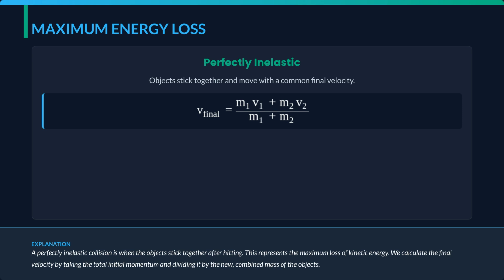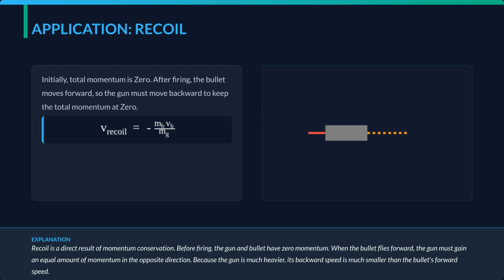A perfectly inelastic collision represents the maximum kinetic energy loss, where the colliding objects stick together. The total initial momentum is conserved, but the objects move with a single, common final velocity. Recoil is a direct application of momentum conservation. Before firing, total momentum is zero. When the bullet gains forward momentum, the gun must gain an equal and opposite backward momentum to keep the total at zero.